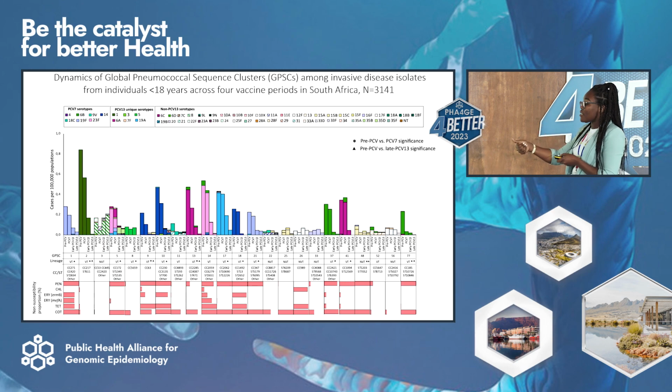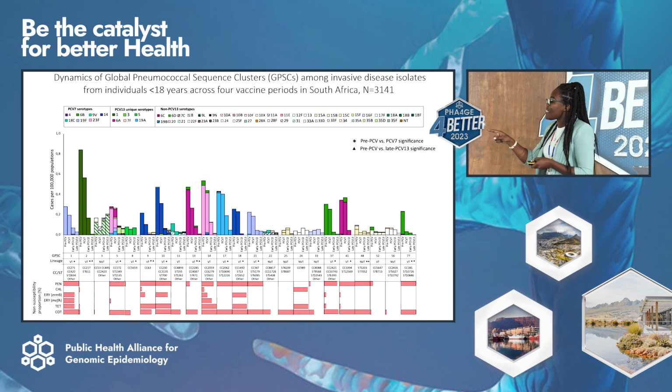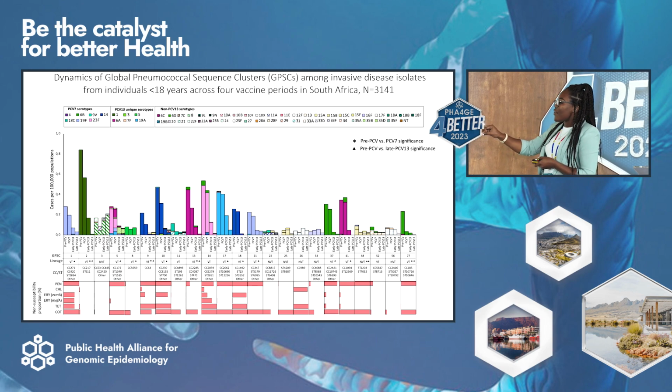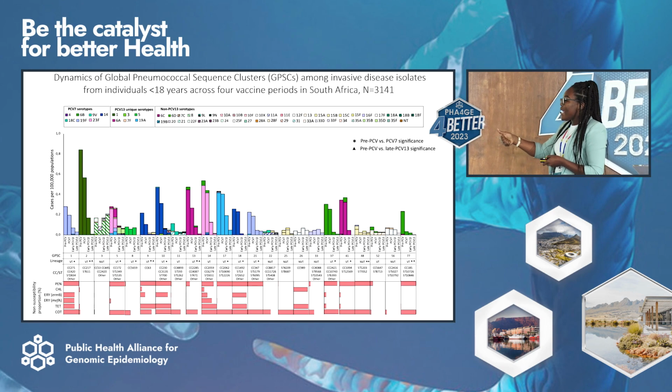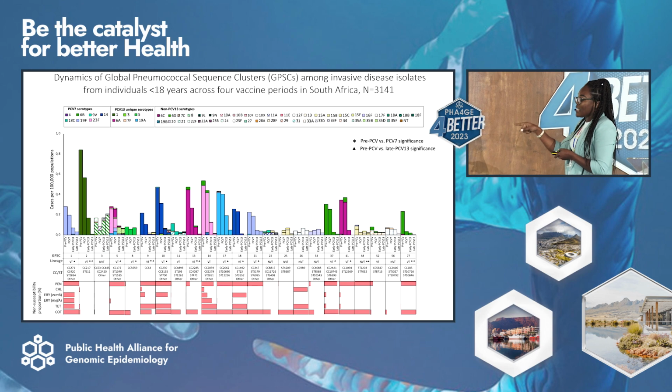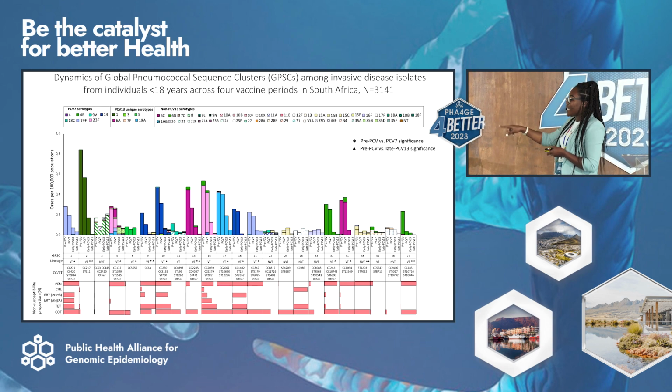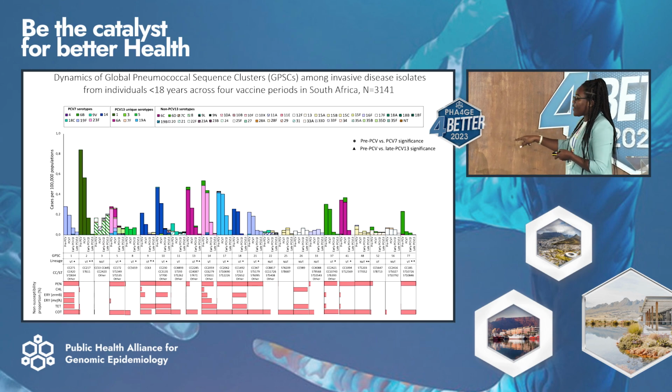The hatched blocks are showing non-vaccine serotypes. And we can clearly see the intervention effect, or rather the effect caused by introducing pneumococcal conjugate vaccines, where you can see the drastic decline in serotypes that are targeted by these vaccines when you look at the pre-PCV period, PCV7, early and late PCV period.